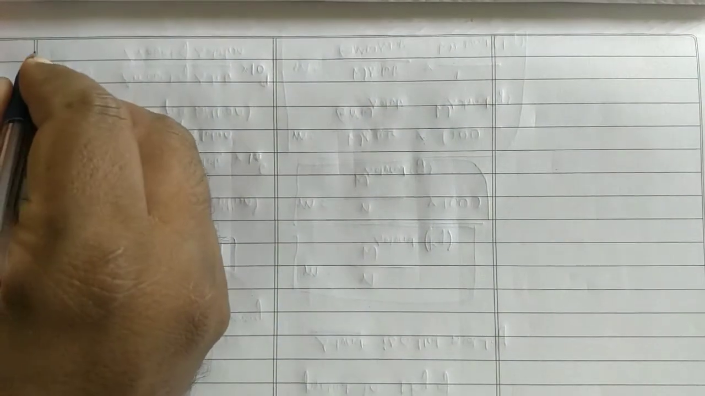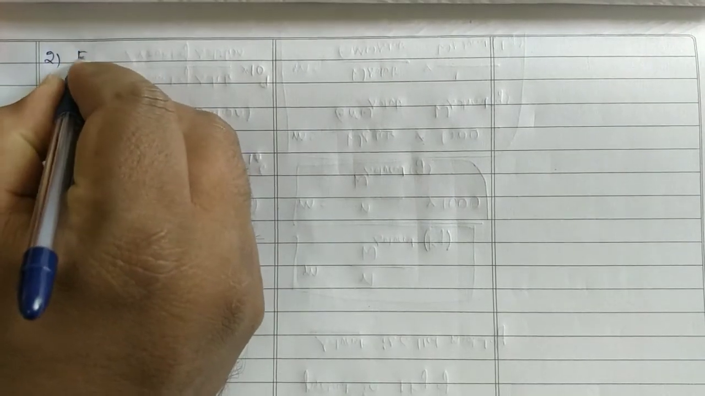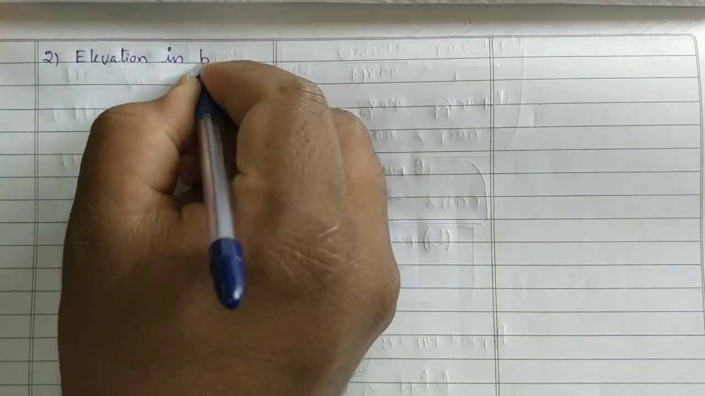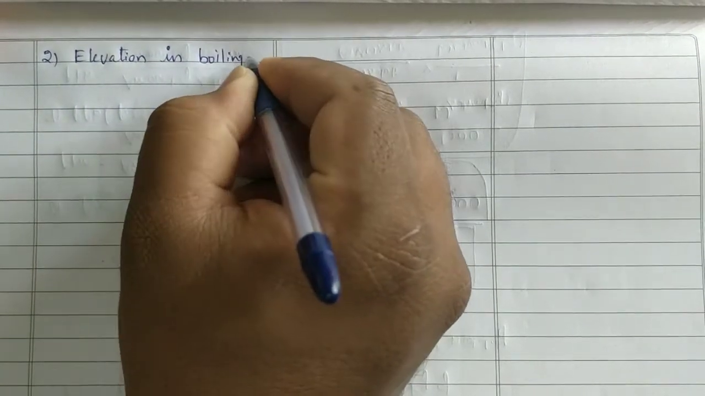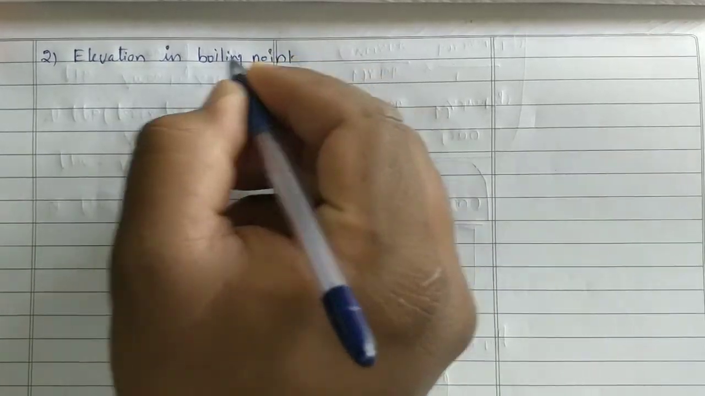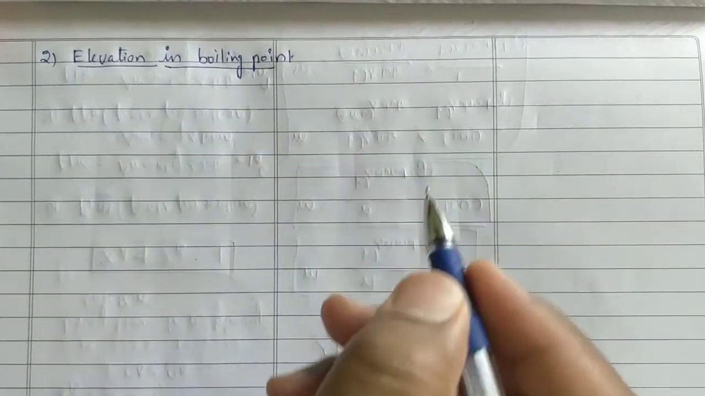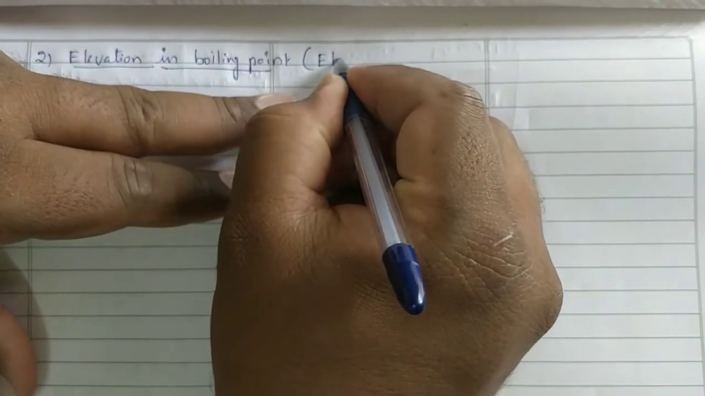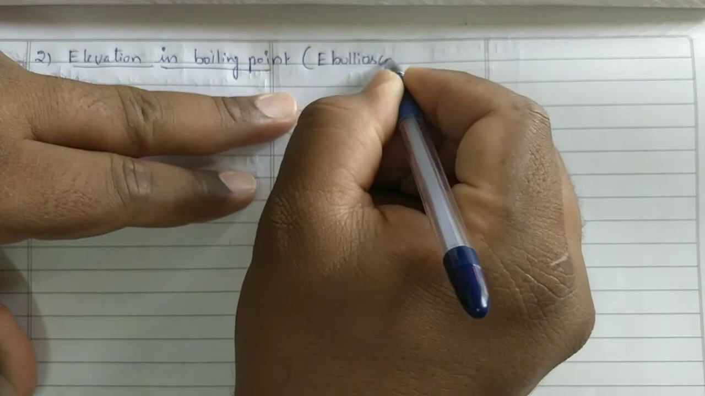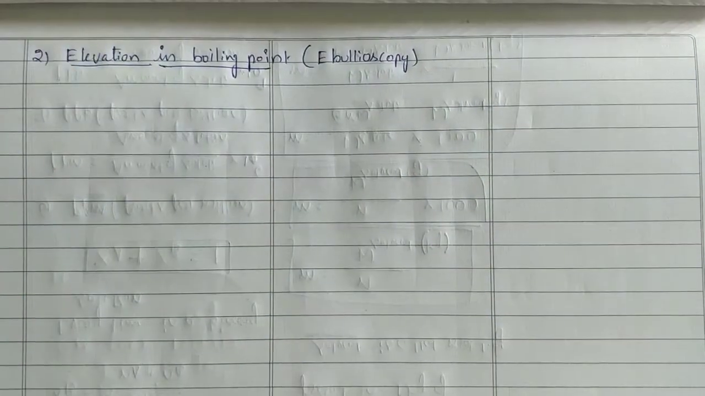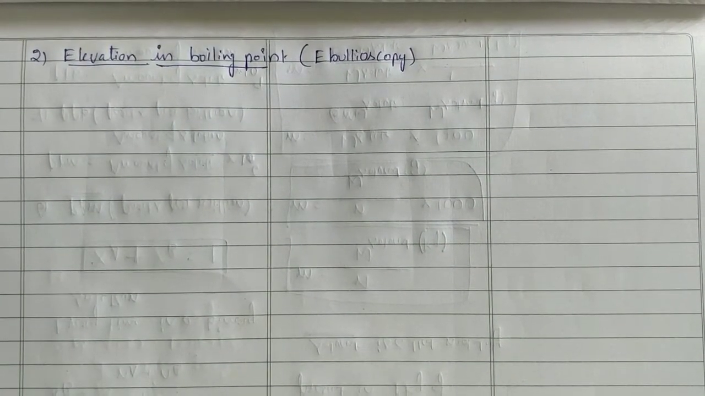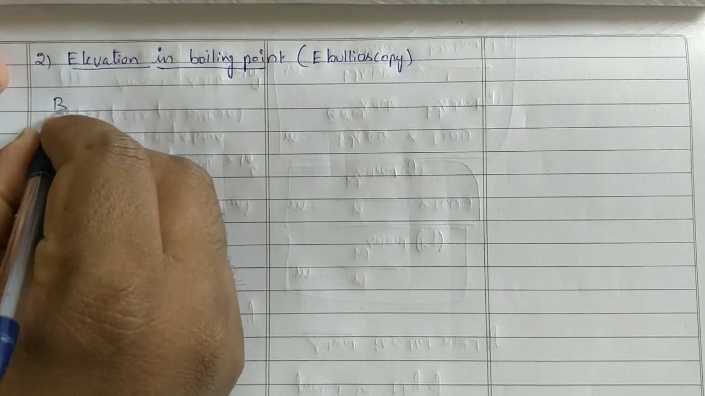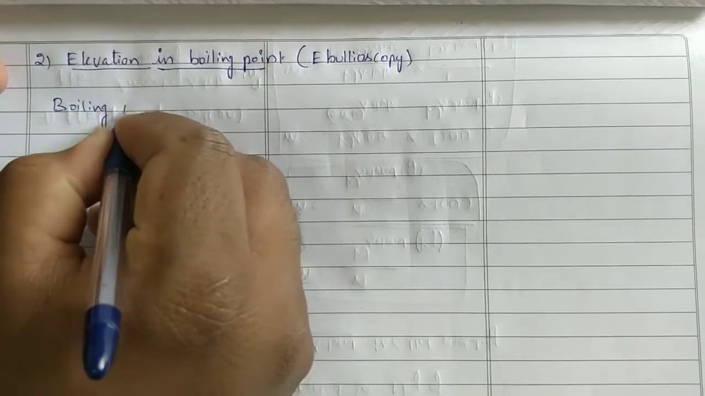Let us go to our second colligative property, elevation in boiling point. Study of elevation in boiling point is called ebullioscopy. Before going to this property, first we need to know the definition of boiling point.